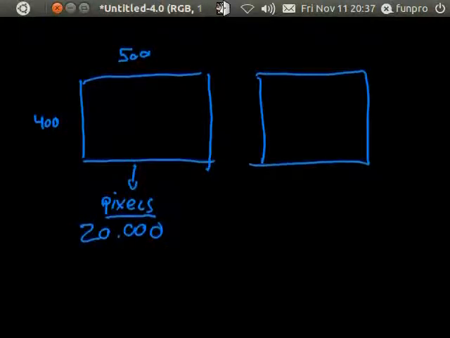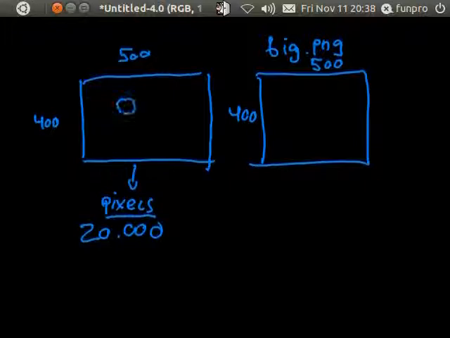So we have here another image called big.png, which we loaded from the disk, and which has the same size, 500 pixels by 400 pixels. So it's also a collection of pixels. Now let's think what happens when we press the mouse and hold the mouse button. We have this circle that is growing. And at some point, we release the mouse button.